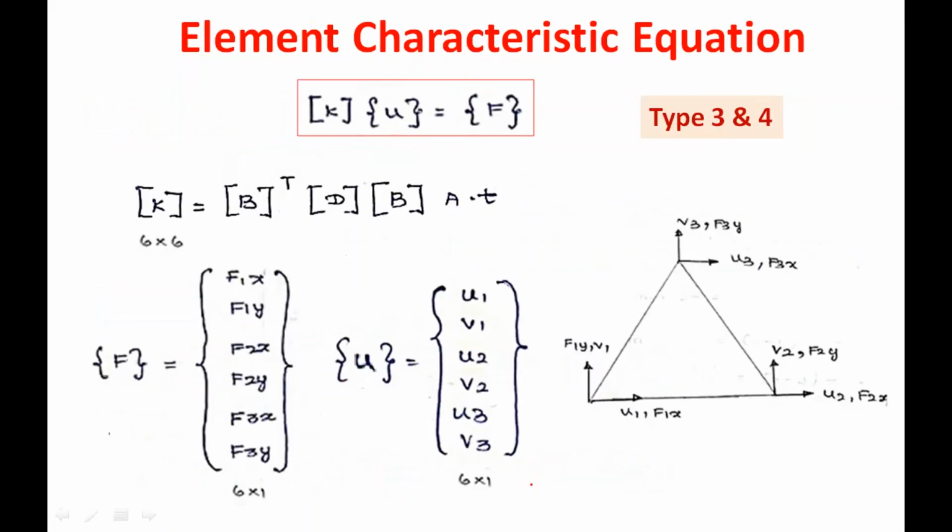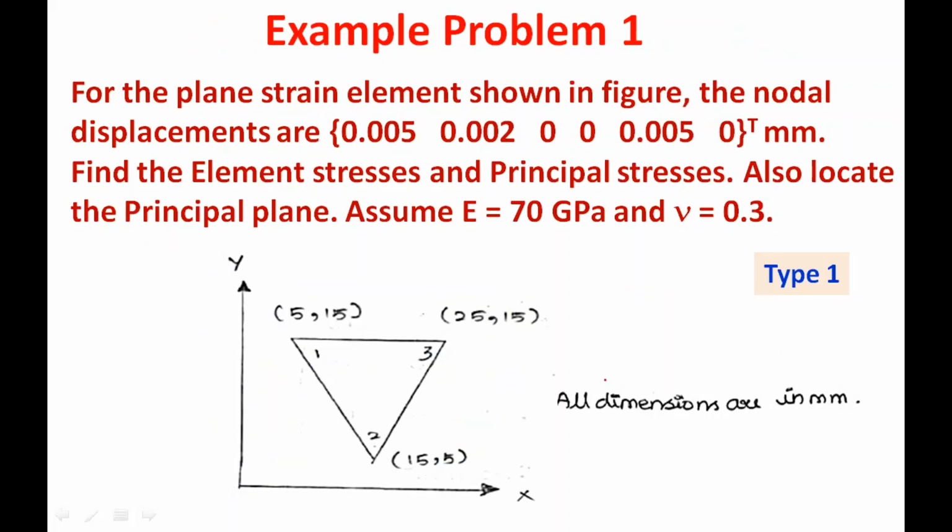Then the type 3 problem, the actual FEA problem. So we have to find the unknown displacement of the given element by using the given nodal forces acting on the member. So this is the type 3 problem. This type 3 problem we will see in the next part. In this part we are going to see the type 1 and type 2 problems. So this is the first problem we are considering.